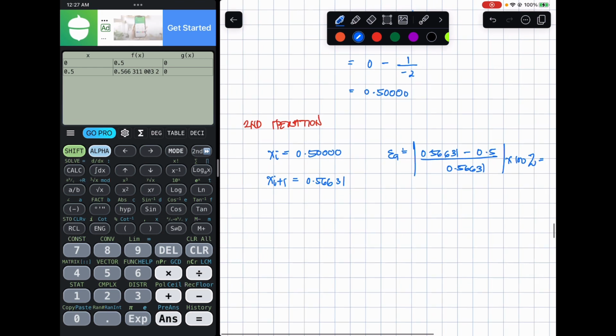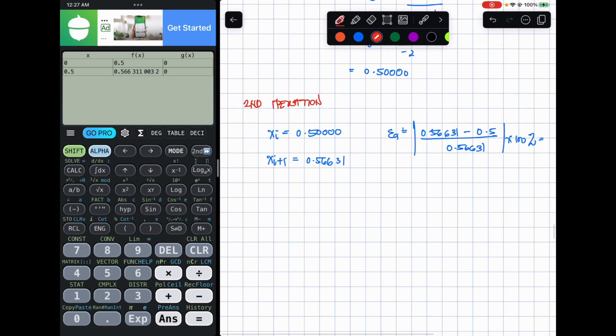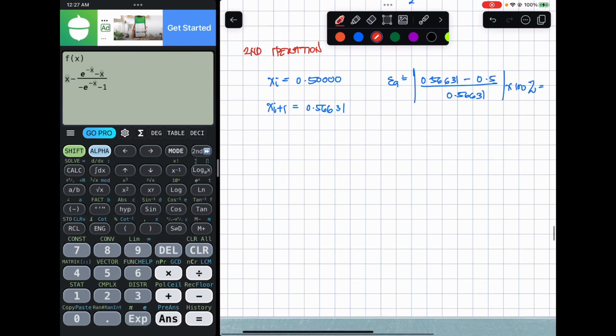So I'll try this one until the fourth iteration. I don't want to lose my function in case I don't want to type it again. So I'll proceed with the third iteration, then I'll compute for the approximate error later on.